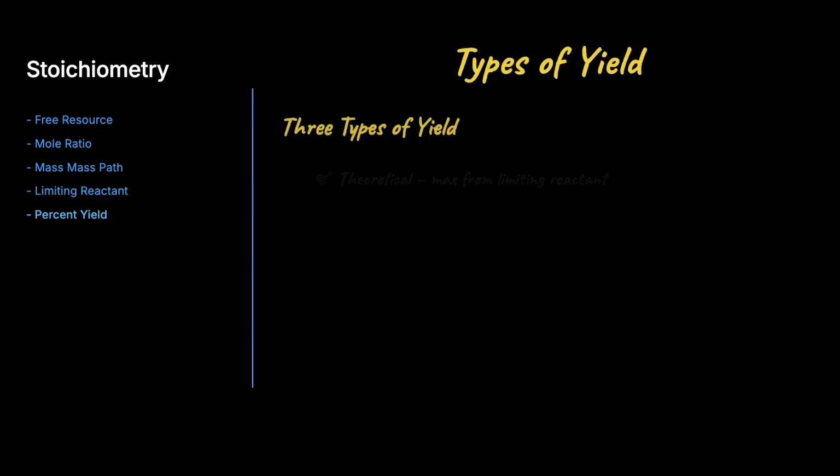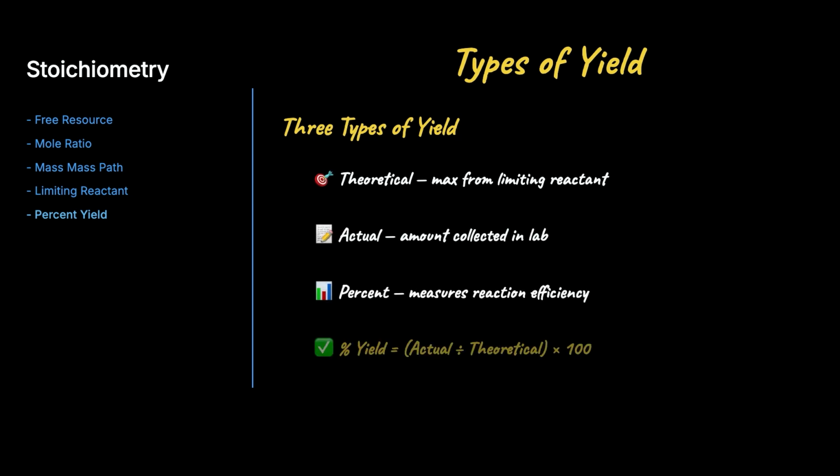Three kinds of yield finish our story. Theoretical yield is the maximum product possible, always calculated from the limiting reactant. Actual yield is what you really collect in the lab, which is always somewhat less. Percent yield then measures efficiency, found by dividing the actual amount by the theoretical amount and turning it into a percentage.